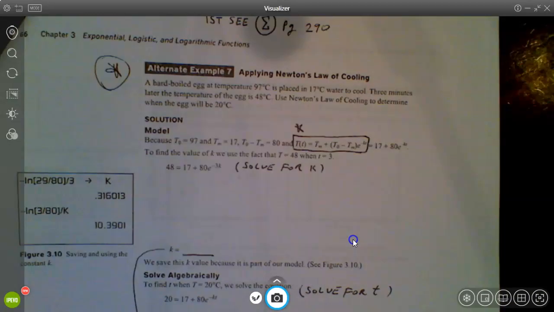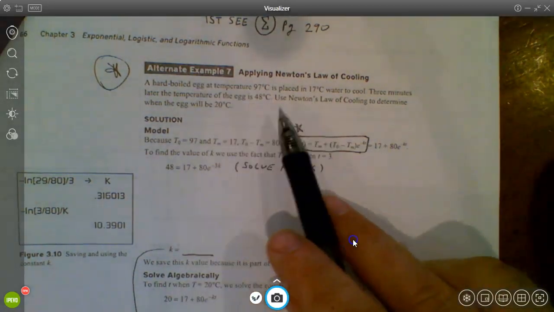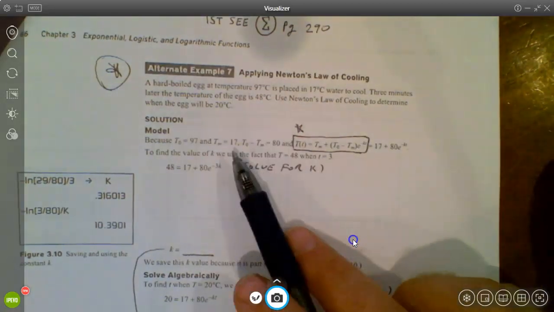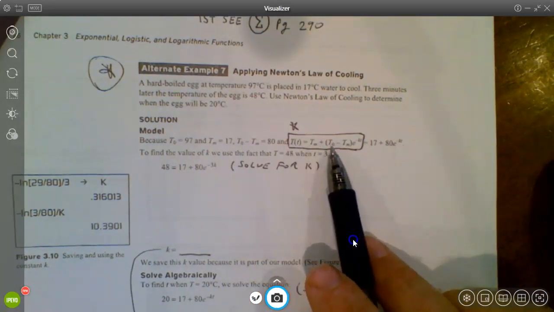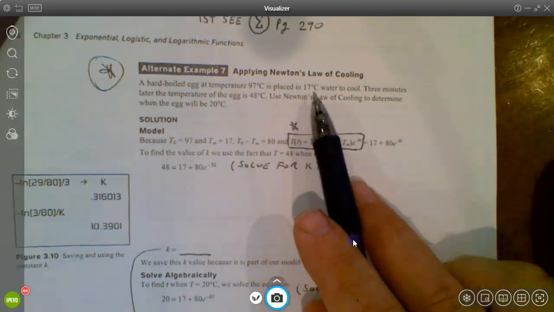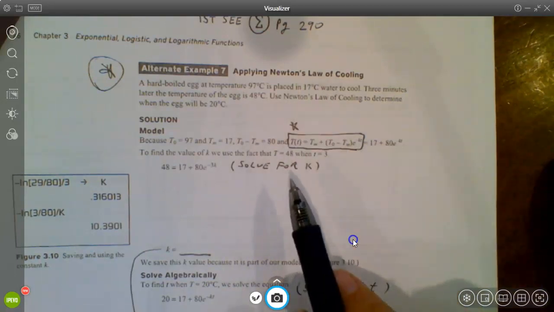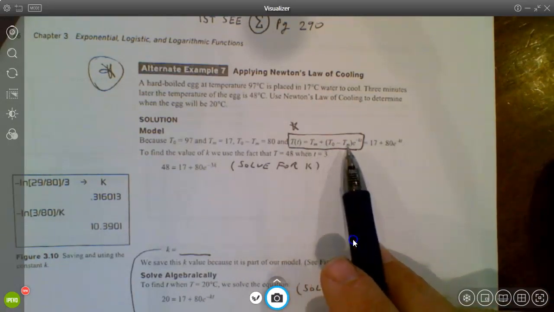All right, so real similar to the one that we were just seeing on there. They're giving us an initial temperature. We have this hard-boiled egg that's 97 degrees. So that's our T sub 0, right? So that's what's going in for T sub 0 right here. We have the overall temperature that it's being placed into. That's the 17 degrees. So that is this guy as well as this guy.